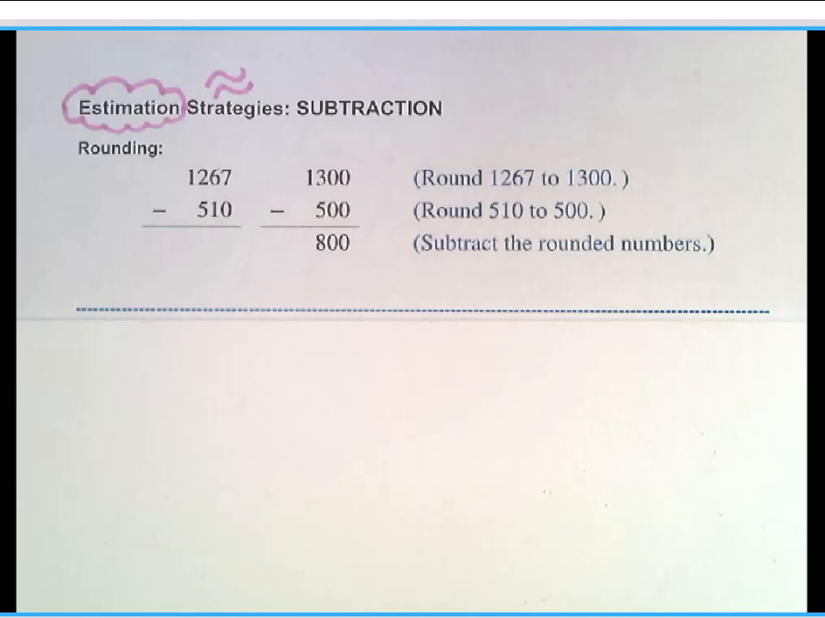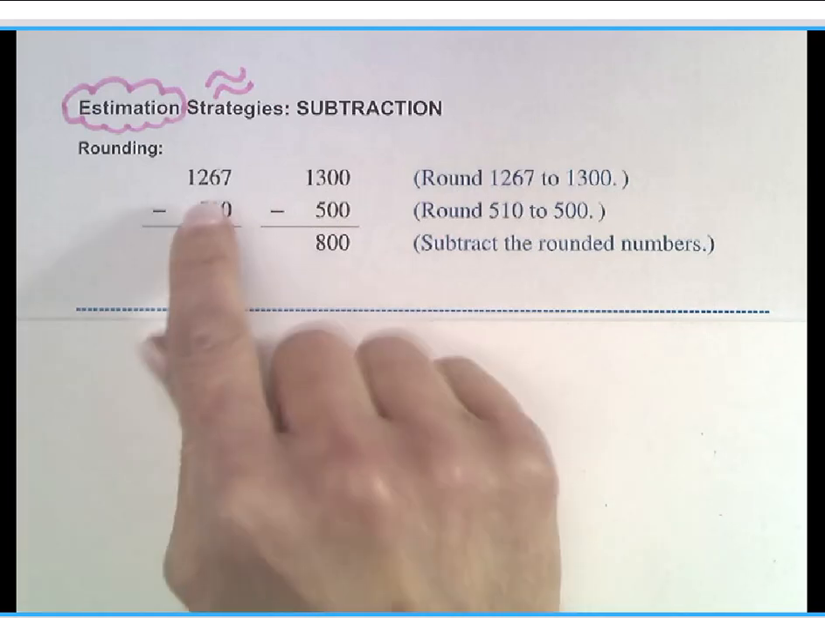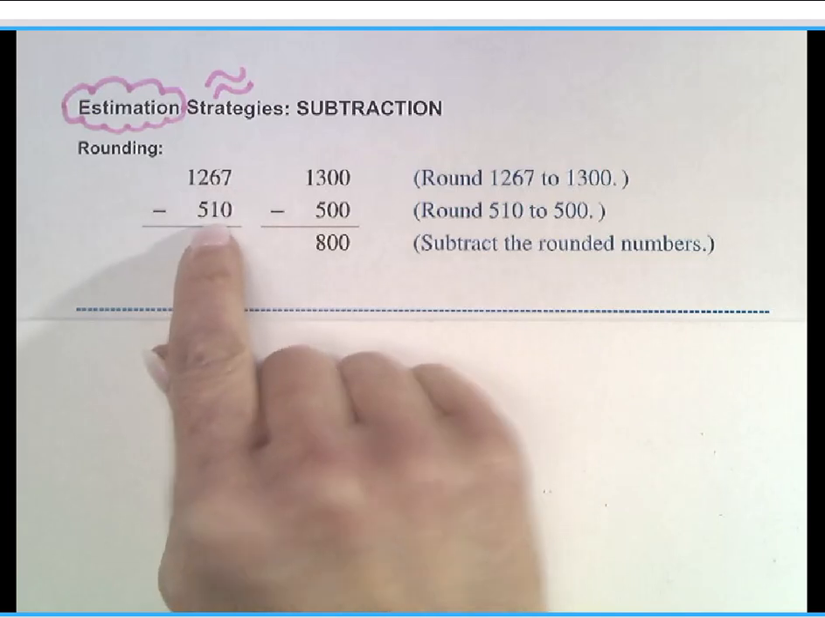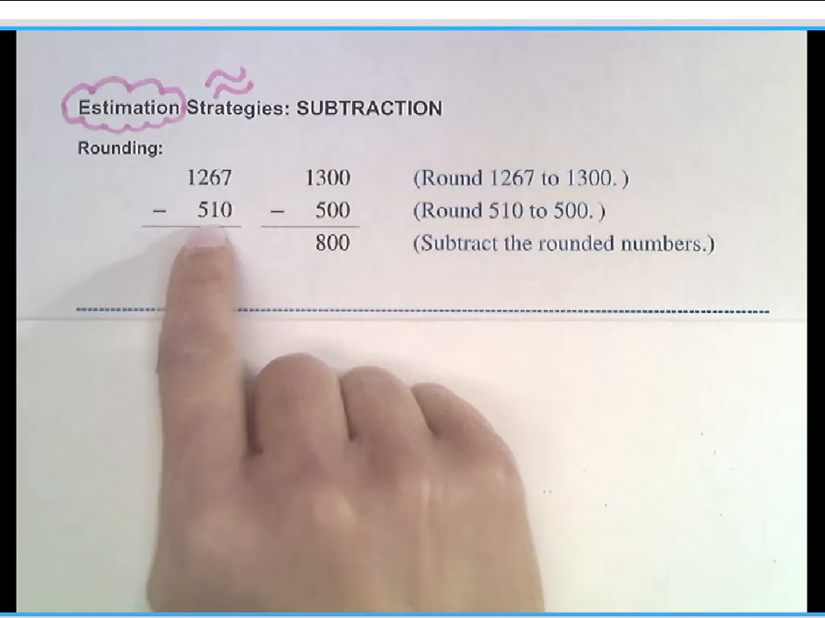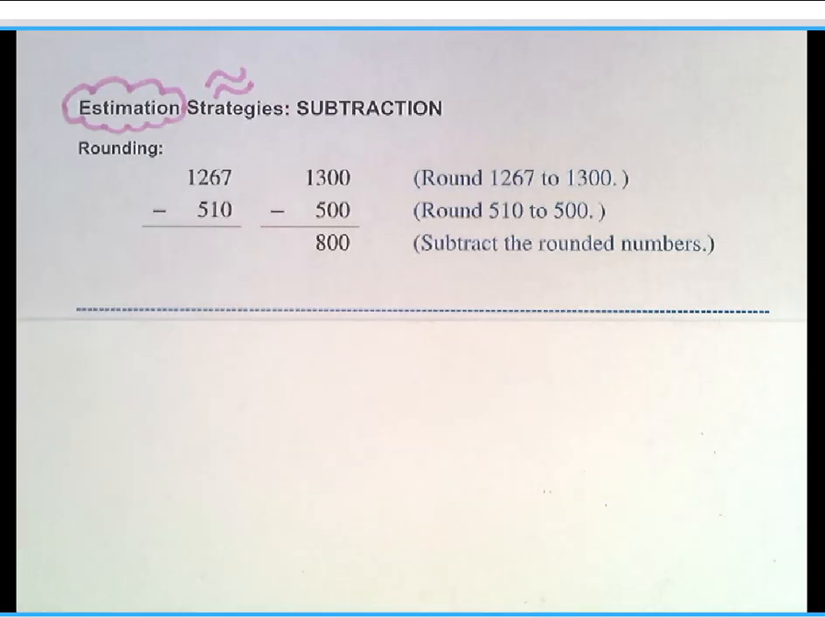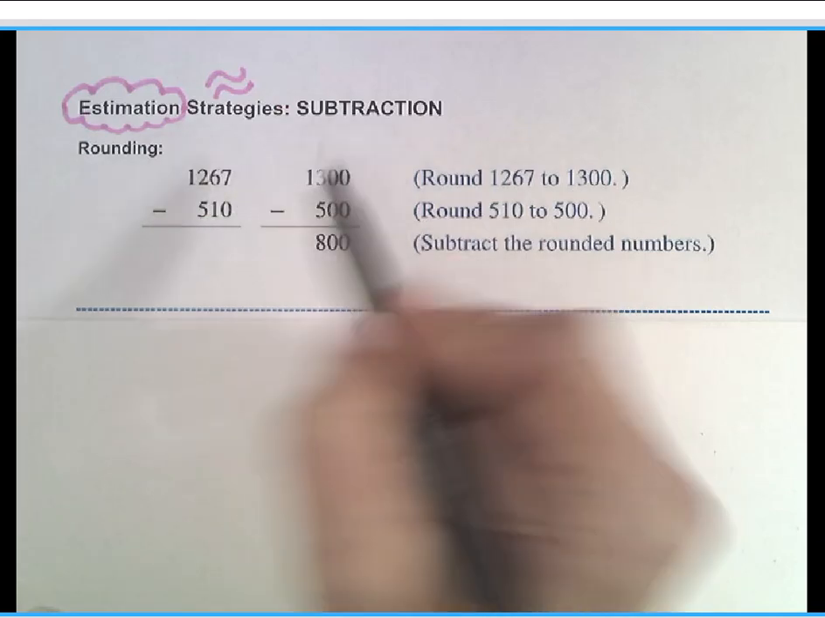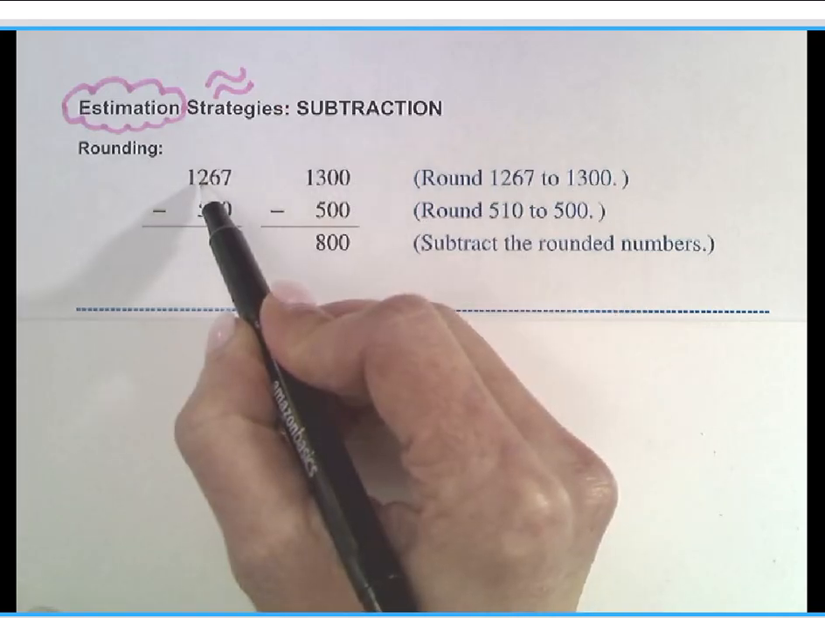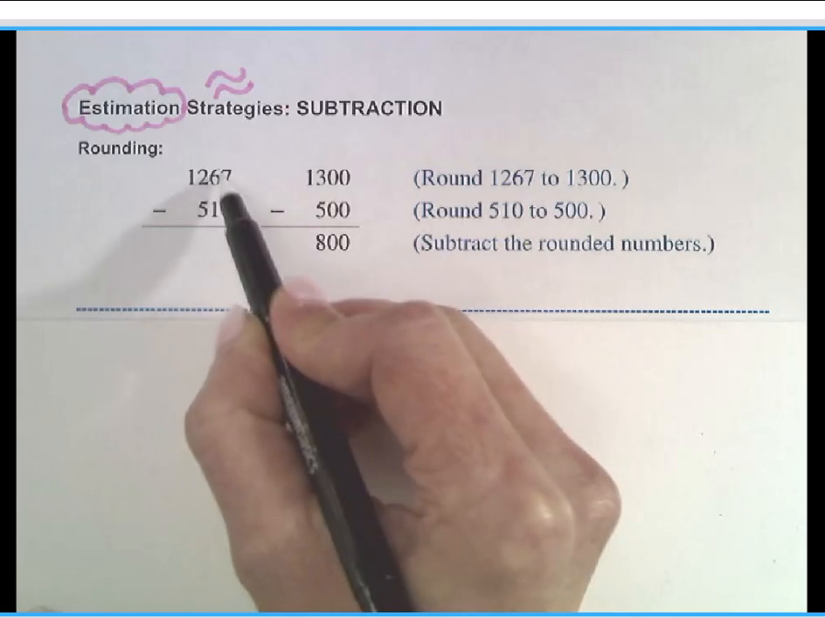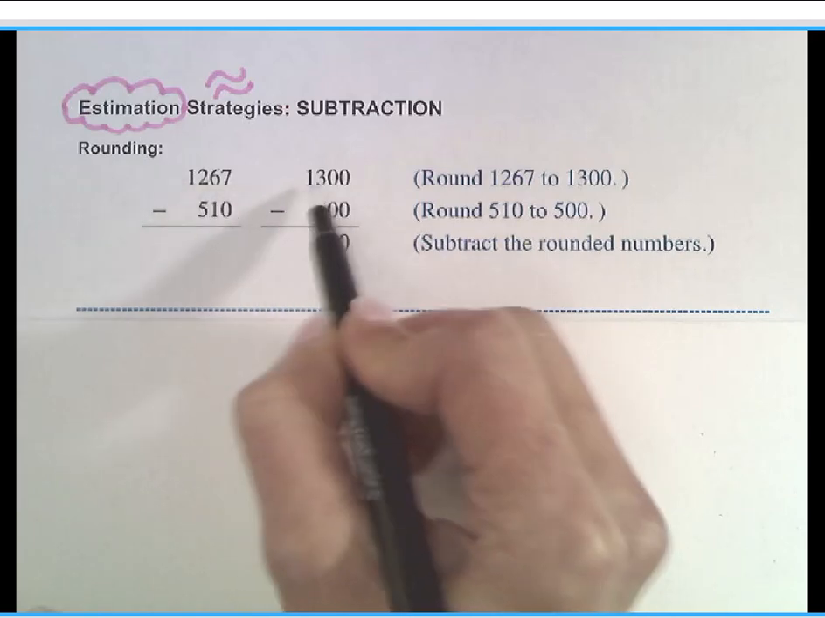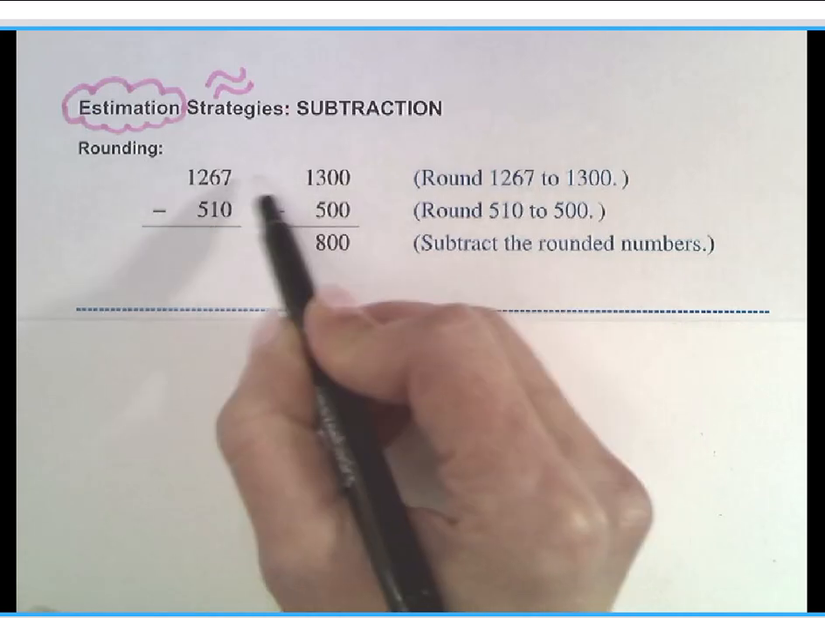So for this particular one, I got this one from the book. The way that they did this one is they wanted to do 1267 minus 510, right? 1267 minus 510. And so they decided, well, maybe I'll just round. 1267, they decided to round it off to the nearest 100. So is it closer to 1200 or 1300? Well, that 67 is closer to 1300. So they rounded that one up.